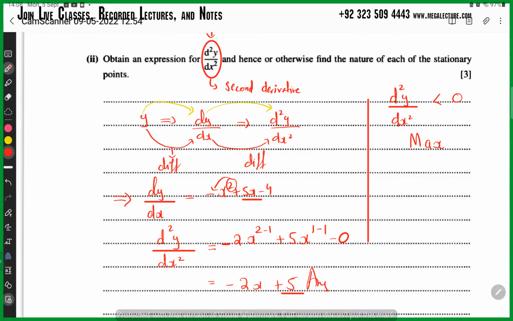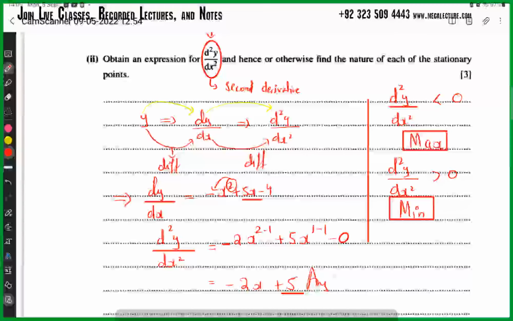And then, if the second order derivative is greater than 0, then it is going to be a minimum point. So just remember this. Will we be discussing the logic behind this in the future? We will talk about that. There is certainly a logic, and we'll talk about that as well. So if the second derivative is negative, it's maximum. If the second derivative is positive, it's minimum.